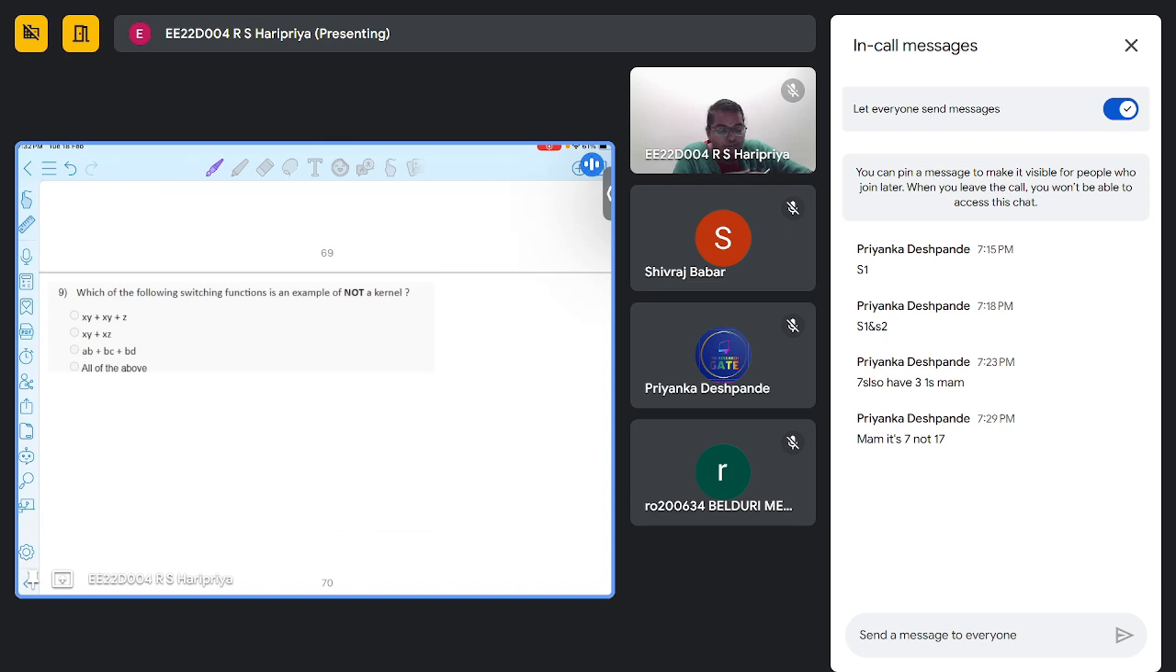Which of the following switching functions is not a kernel? Kernel means there should be a common sub-expression. In this, there is no common sub-expression, so it is a kernel. And again here also, so it is a kernel. Here we have x as a sub-expression, so we get this. So this is not a kernel.